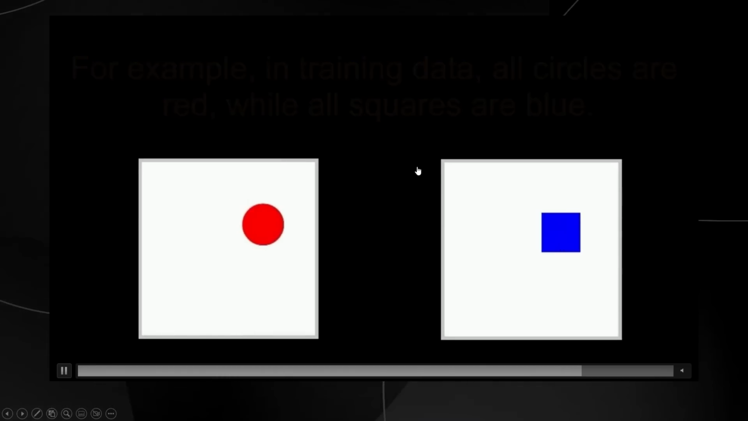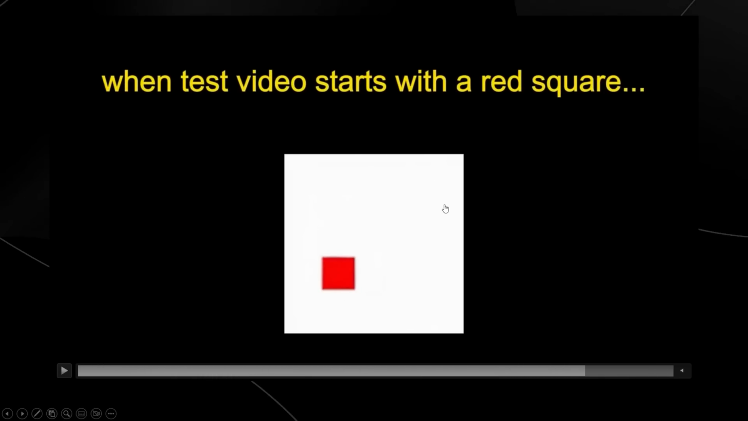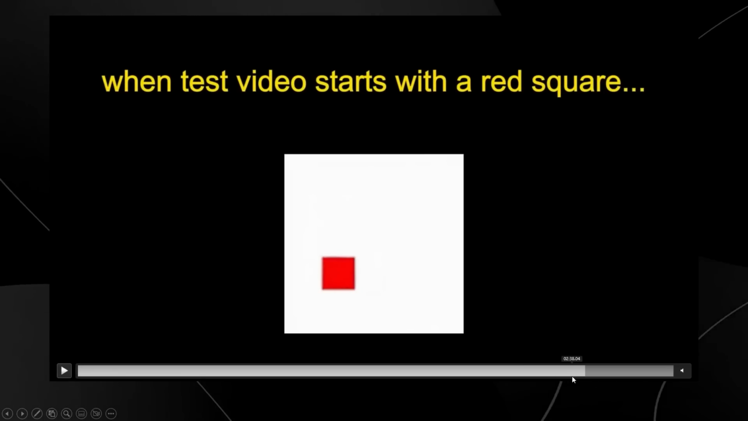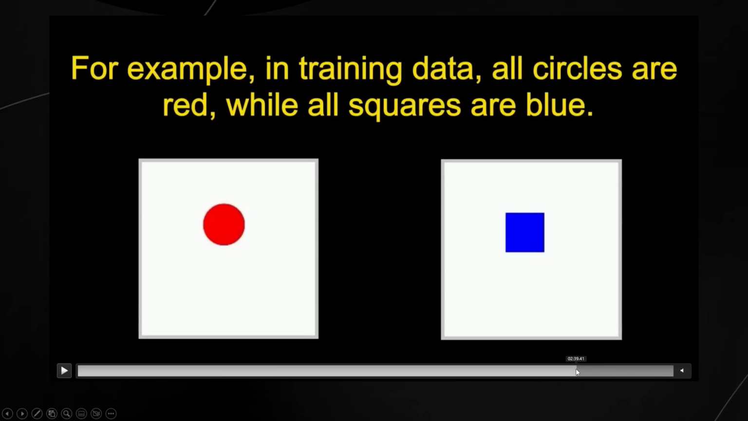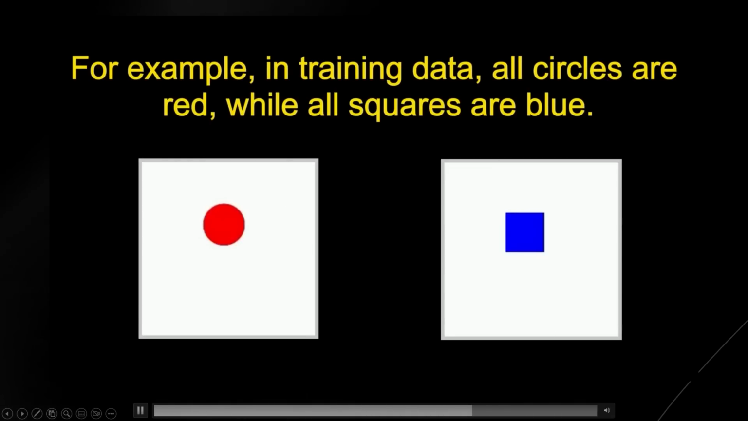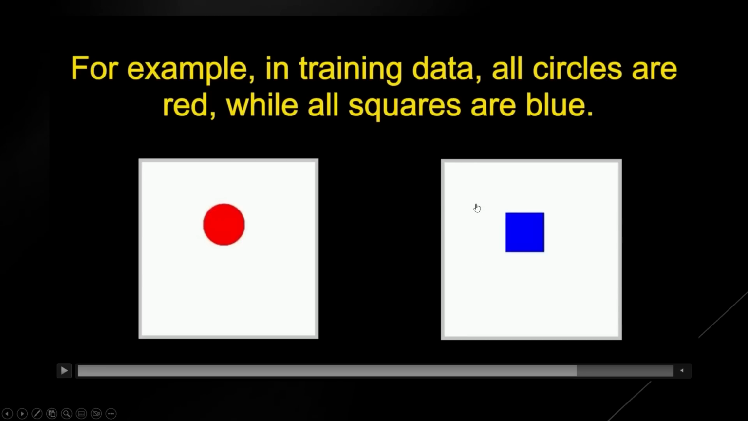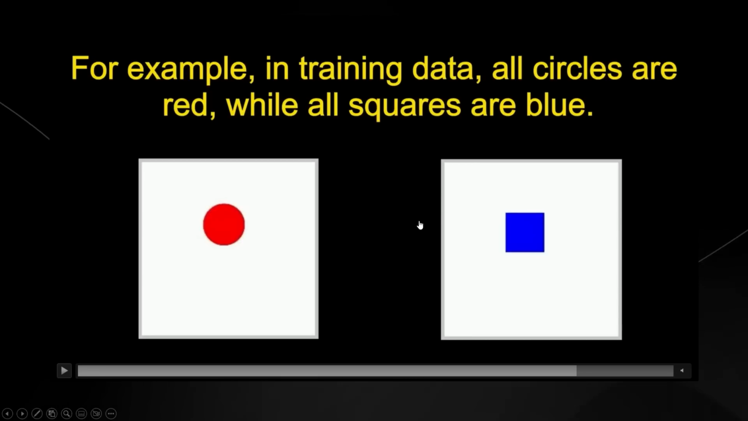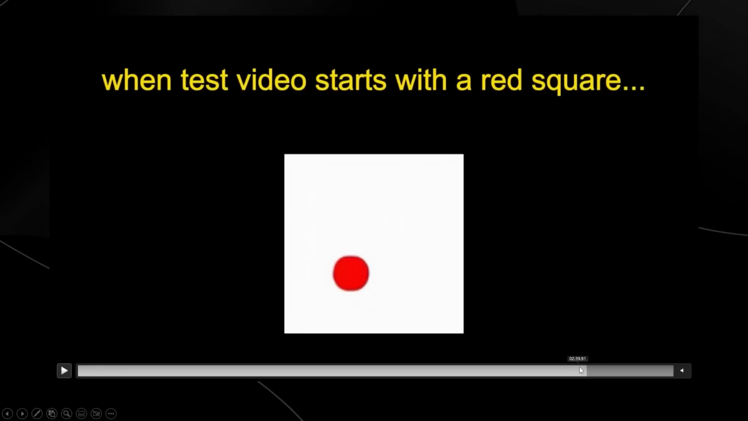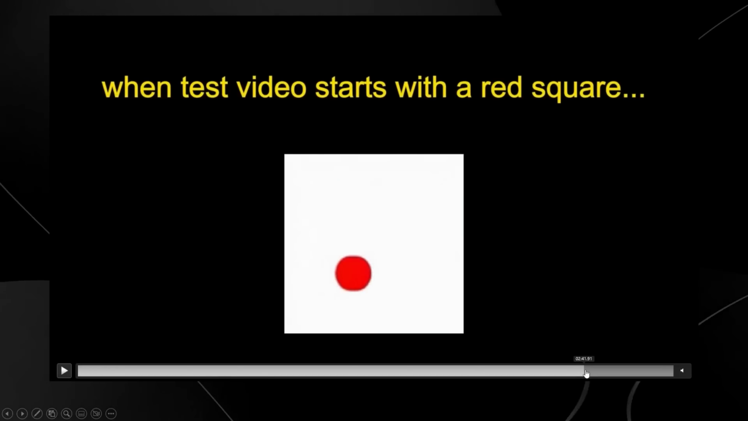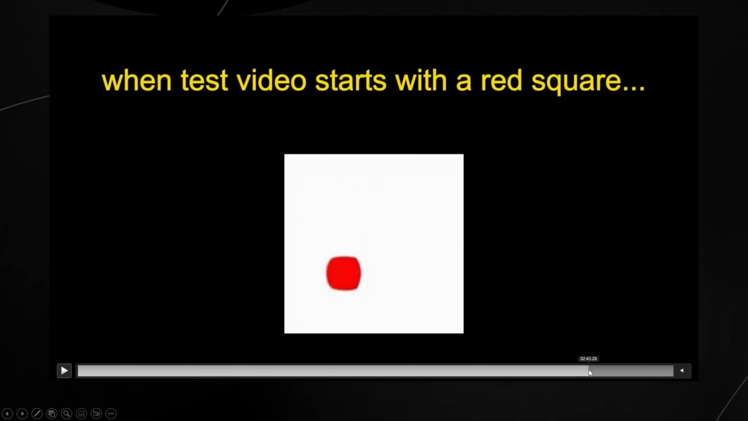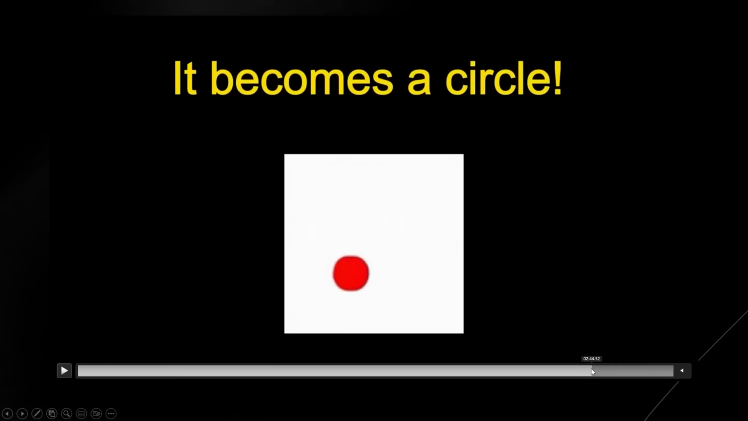So let's take a look at what happened when they use the model. So when the test starts with a red square, which is of course what they didn't see in the training data. Remember, in the training data, the only red object they saw was a circle. And of course, the only square that they saw was a blue square. So let's take a look at what happens when you have a red square. If we have a red square and we decide that we want a red square, it actually turns into a circle, guys. That is absolutely insane.